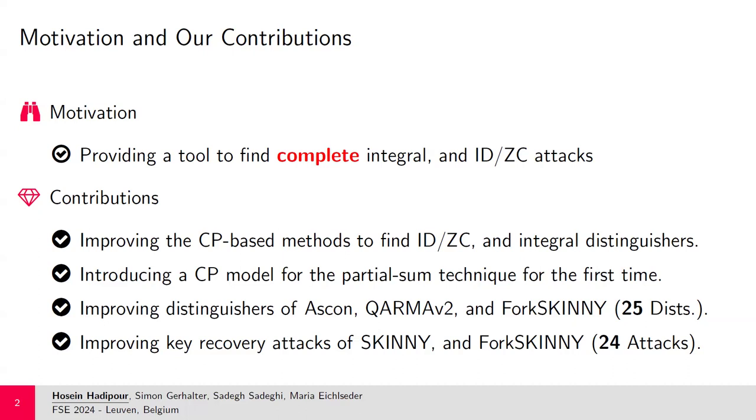And as a third major contribution of this work, we introduced a CP-based method for the partial sum technique for the first time. Partial sum technique is the main key-recovery technique for integral attacks. And this CP model for the partial sum technique can be combined with our CP model for distinguishers to build a unified model for finding the complete integral attack. So we applied it to several block ciphers and we provided a series of improved results. Just to give you an intuition about the amount of results in this paper, we provided 25 new distinguishers for several block ciphers, as well as 24 complete key-recovery attacks for different block ciphers.